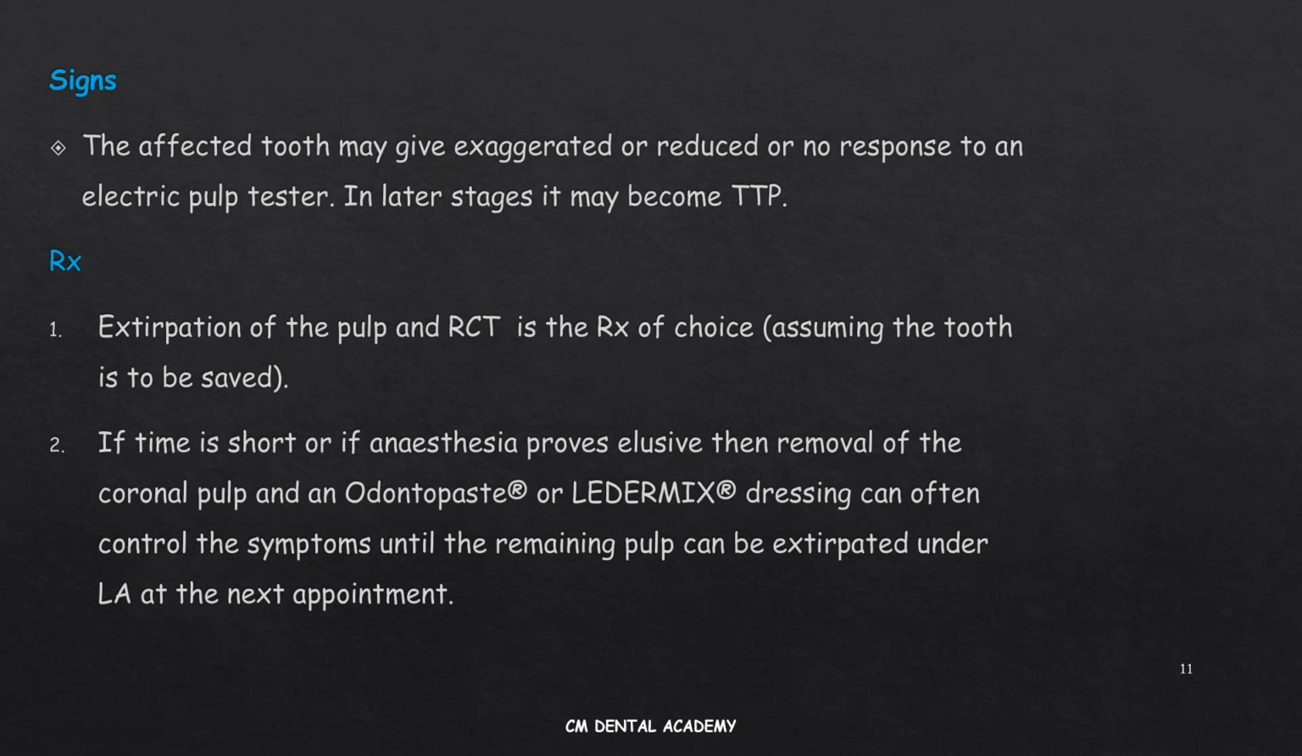If the time is short, in case of emergency, if the patient cannot make it for a longer time to complete the entire procedure required, or anesthesia proves elusive, then removal of the coronal pulp and an odonto paste or leather mix dressing can often control the symptoms until the remaining pulp can be extirpated. Under local anesthesia is going to be the ideal treatment choice.